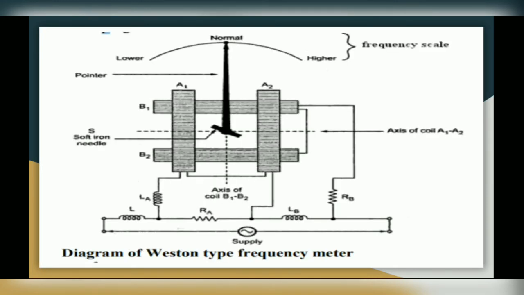So this is the diagram of Wheatstone type frequency meter. In this you can see there are two coils A and B which are divided in half, A1 and A2 and B1 and B2, which are connected at right angles with each other. There are inductances LA, LB and L and resistances RA and RB. And at the center there is one soft iron needle, and on that the pointer is connected for showing the reading.